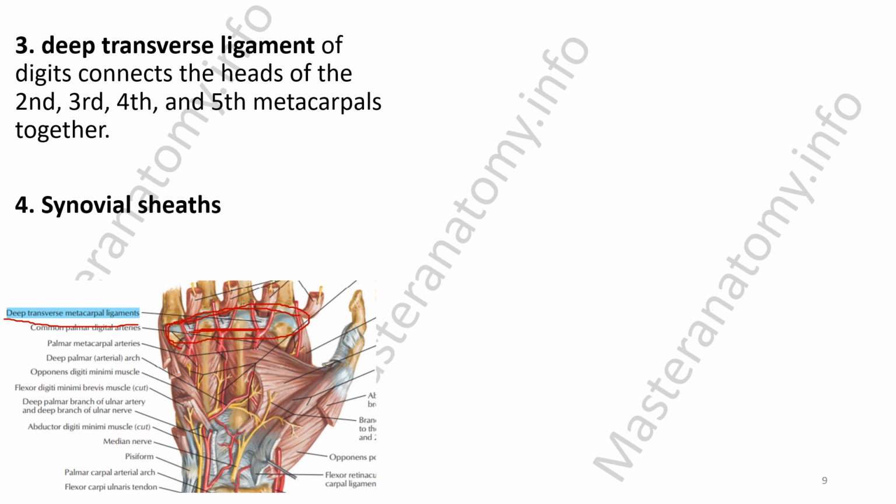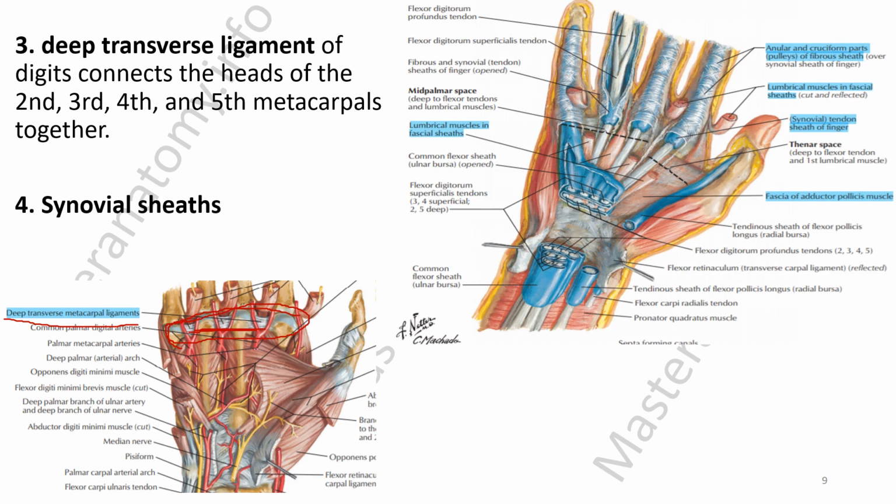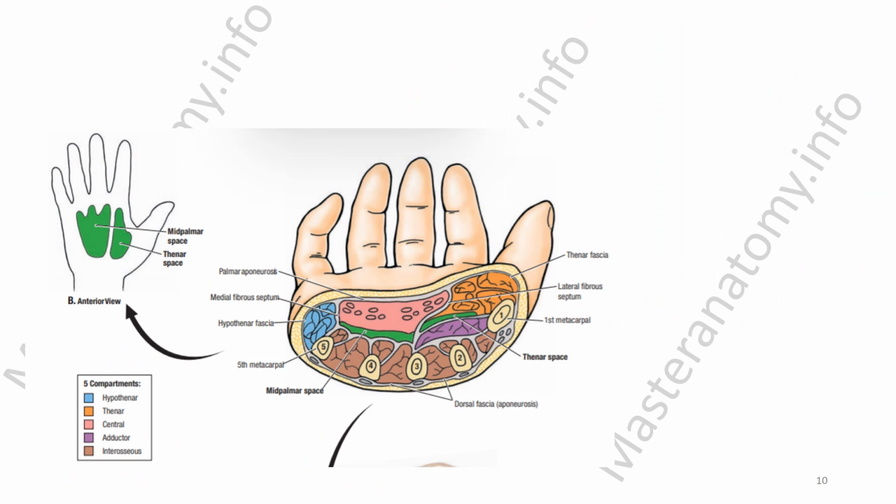And then we have others such as the synovial sheath and the muscular fascia. So the synovial sheath, such as the synovial tendon sheath of the fingers, and the muscular fascia, such as the muscular fascia of the lumbrical muscles and muscular fascia of the adductor pollicis longus, or adductor pollicis muscle.